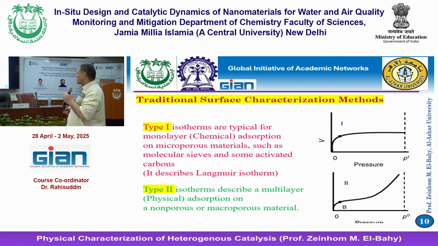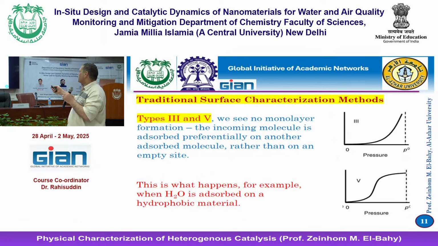Of course, there are other shapes like type 3 and type 5. Both are physical adsorption. And type 5 is like this. Of course, it combines physical adsorption and some parabola up there. Type 4 is different, and this is the most important one in catalysis, because most of the catalysts which have pores have this type of isotherm.